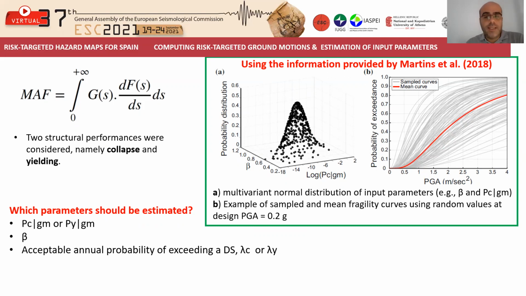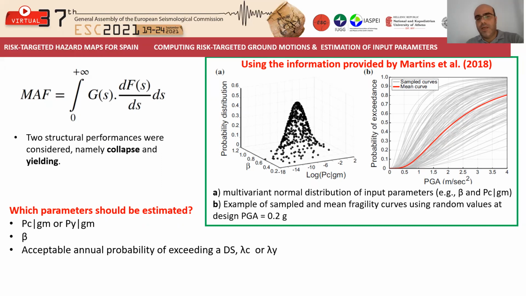So now we can say in risk-targeted analysis, we have to estimate the parameters corresponding to, let's say, the conditional probability of collapse or to the conditional probability of exceeding yield damage state at the design ground motion, the logarithmic standard deviation of PGA, beta, and the acceptable annual probability of exceeding a damage state.